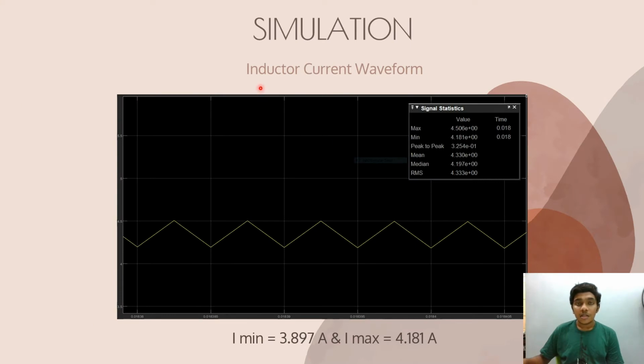And lastly, this is the inductor current waveform. As with the voltage waveform, the shape is zigzag. So it is a continuous waveform. The I minimum that we obtain is 3.897 ampere, and I max is 4.181, which we obtain from this signal statistic. The I minimum we obtain from the display in the circuit that we constructed.